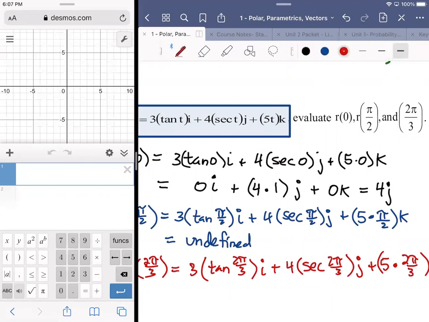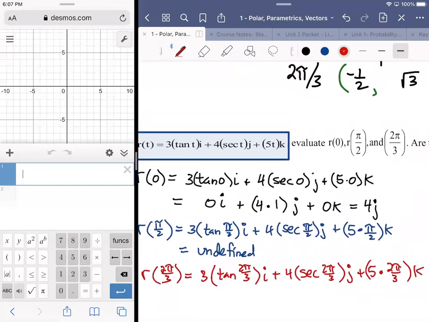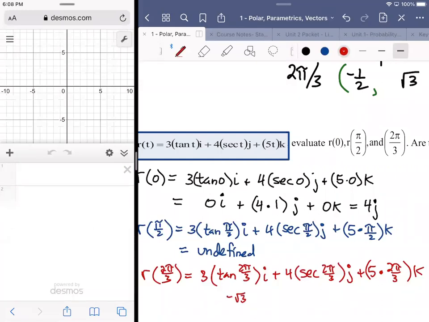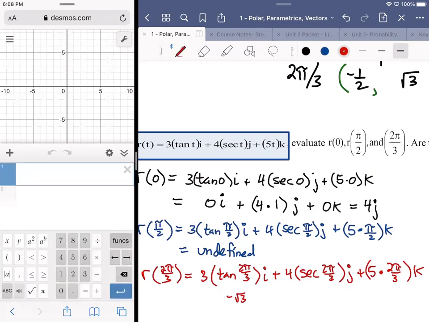All right, tangent of 2 pi over 3. So that's sine of 2 pi over 3, which is radical 3 over 2, divided by cosine of 2 pi over 3, which is negative 1/2. So we're looking at negative radical 3. Now, maybe you don't know that, and that's fine. Sometimes you'll have to know your trig relationships, and sometimes you can get away without knowing them.